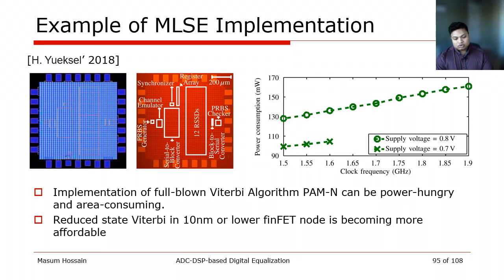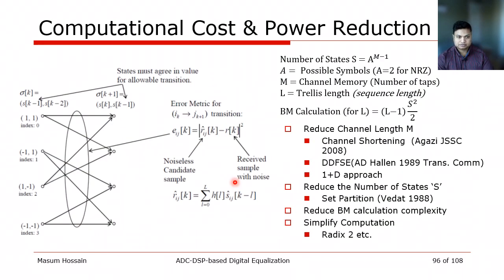So it's important to understand the computational complexity and where it comes from. It starts with the number of states. That is defined by two things. One is the possible symbols. For energy, there are two levels, 0 and 1. And then channel memory, which is the number of taps, basically the number of precursor and post-cursor taps we are including in the Viterbi algorithm. And finally, the trellis length, over which we will accumulate those branch metrics or the probability factors. And then the branch metric calculation involves both the trellis length and number of states.